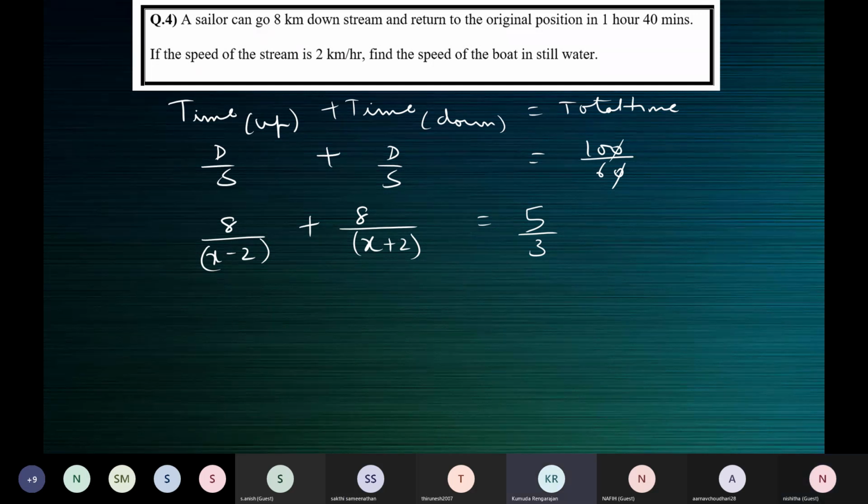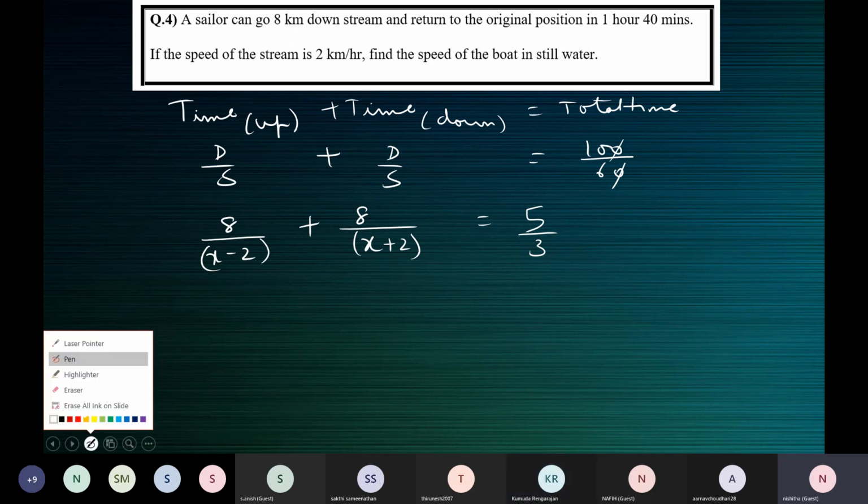So here, what is the equation in words? The time taken to go upstream plus the time taken to return downstream. The total time taken, you should add. It's not the difference in time taken, it's the total time taken.